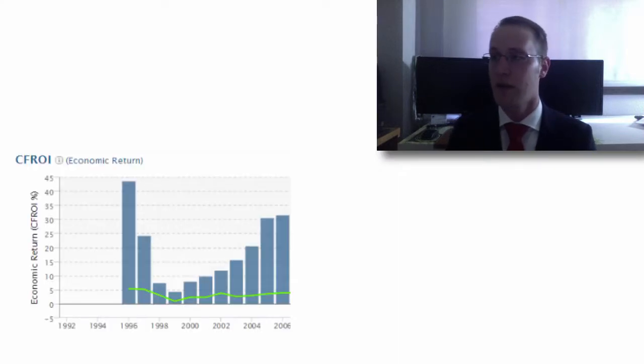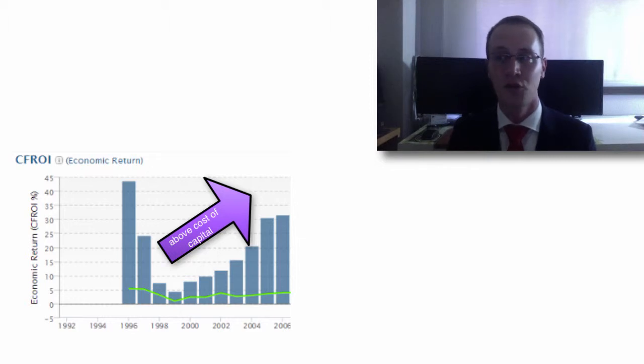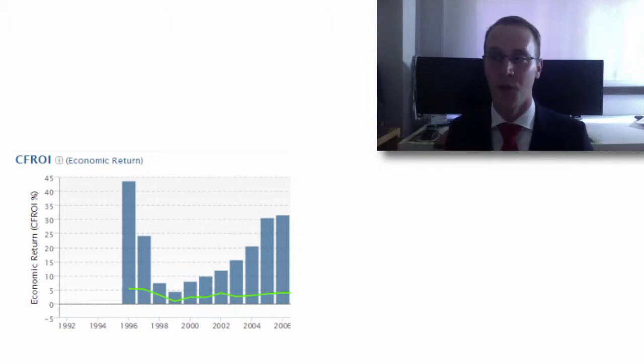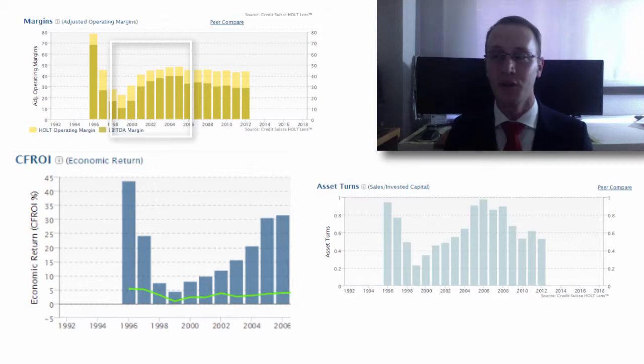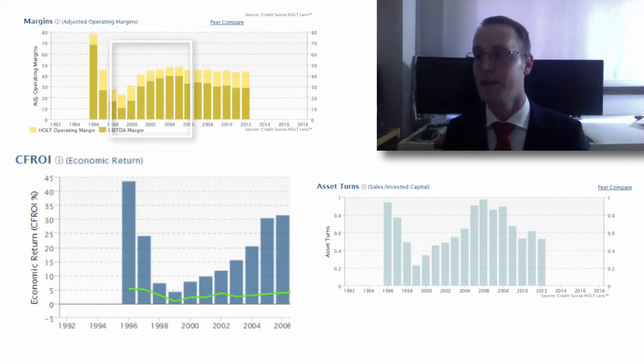We're going to start by taking a look at the CFROI from the time that the company went public up until 2006, where it reached its maximum return on capital or its peak in value generation. CFROI is determined by both the operating margins and the asset turns. And we can see how from 98 up until 2006, the EBITDA margin quadrupled from 10 to 40% of its revenues. And if we take a look at the asset turns, we can see the same pattern.